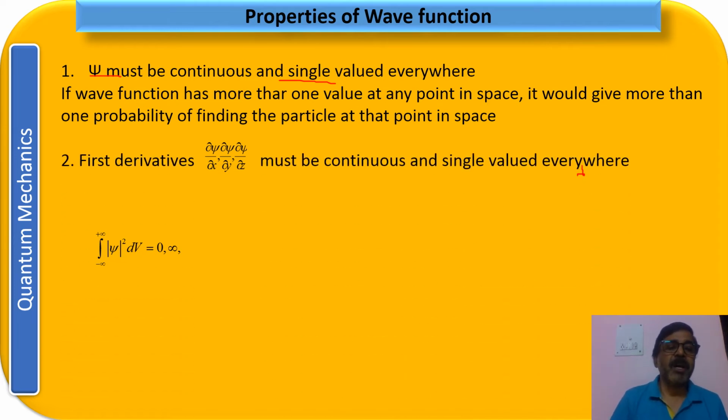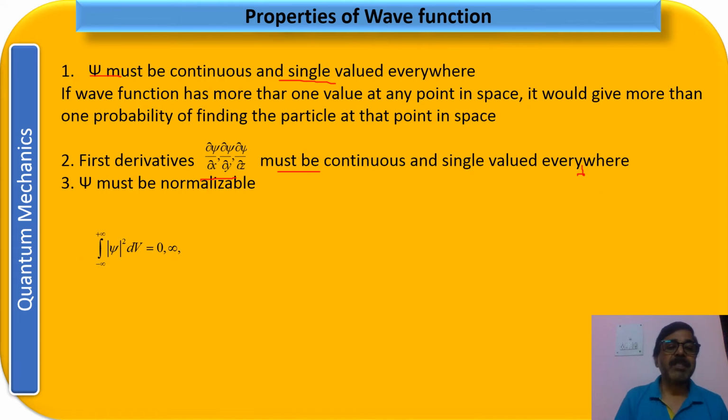Second, the first derivative. Let us suppose we have taken the wave function as psi. You take the first derivative along the x direction, y direction and z direction, which tells how the wave function is moving in space. The first derivative along x, y and z must be continuous. Firstly, psi itself should be continuous and single valued, and its first derivative should also be continuous and single valued everywhere. So you cannot have two values of its first derivative as well.